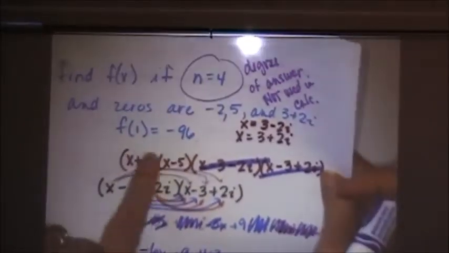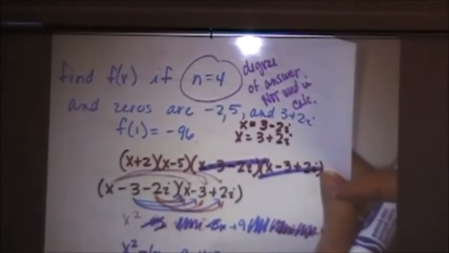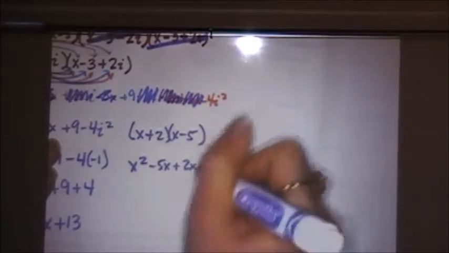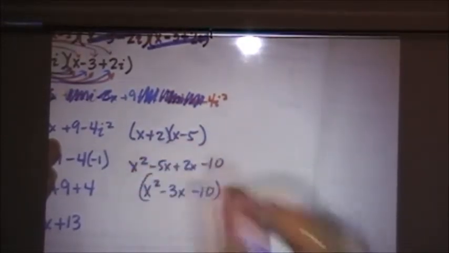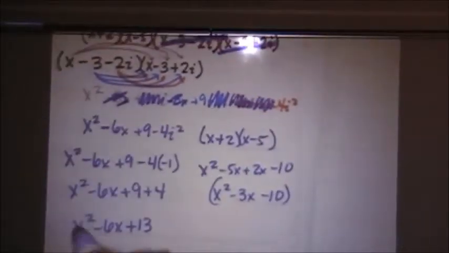Let's go ahead and do my other two pieces, x plus 2, x minus 5. So I'll do those over here. x plus 2, x minus 5. These are a little easier to FOIL out. x squared minus 5x plus 2x minus 10. So x squared minus 3x minus 10. All right, so now I have two trinomials right here.